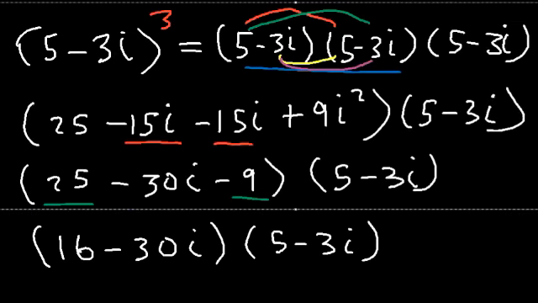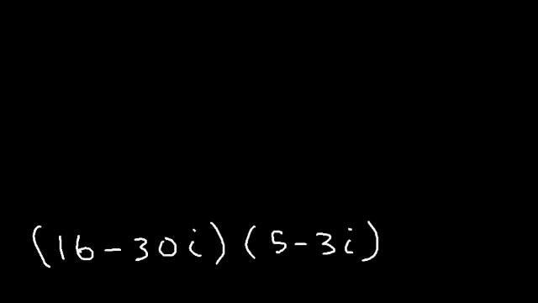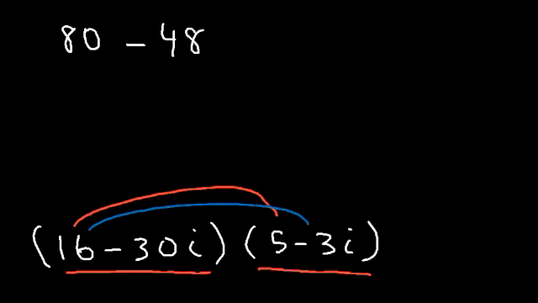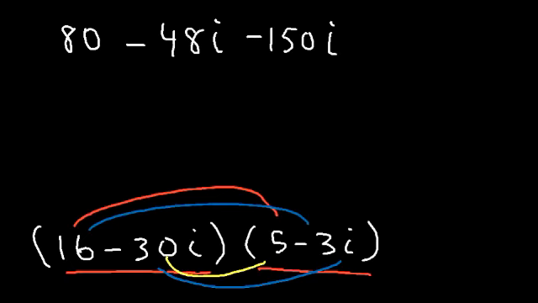So at this point, we need to FOIL these two expressions. So 16 times 5 is 80. 16 times negative 3i is negative 48i. And negative 30i times 5 is negative 150i. And finally, negative 30i times negative 3i is positive 90i squared. So I believe my math is correct. Hopefully I didn't miss anything.